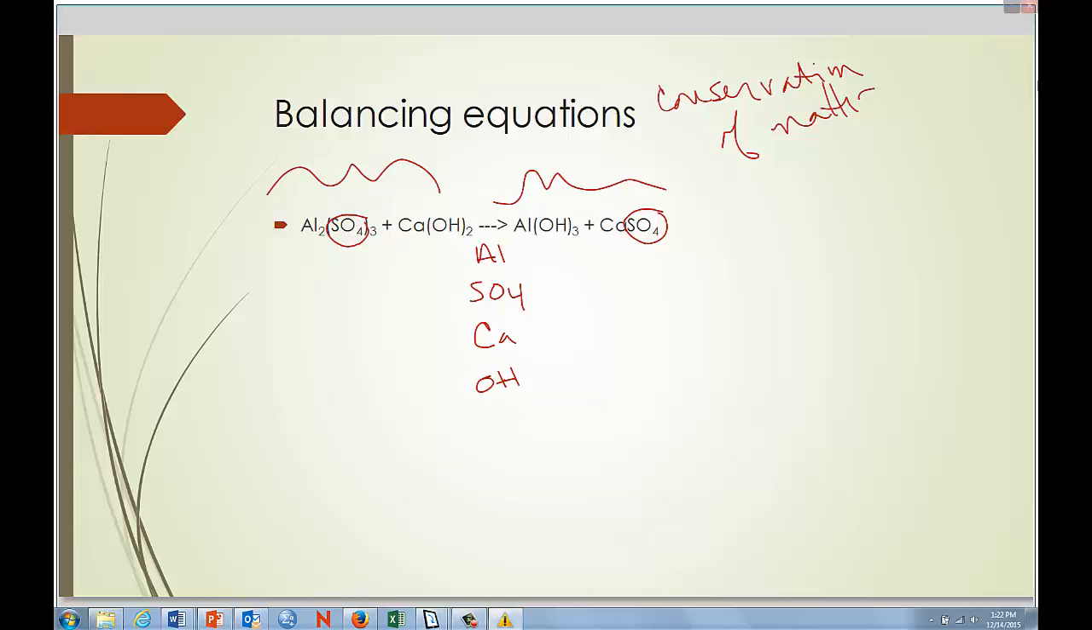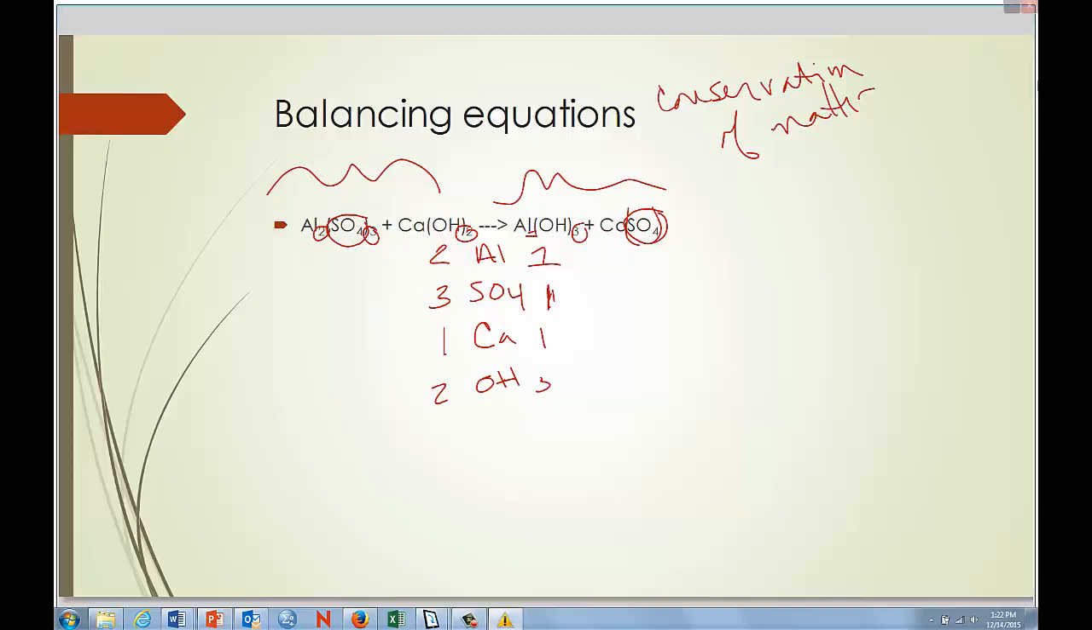Now you go from left to right to determine how many you have of each. Here we have 2 aluminum. Here we only have 1. Sulfates, we have 3 on the left. We only have 1 on the right. If you do parentheses around this SO4, you'll notice that there's only 1 of them. Calciums, we have 1 on the left and 1 on the right. And hydroxides, we have 2 on the left and 3 on the right.